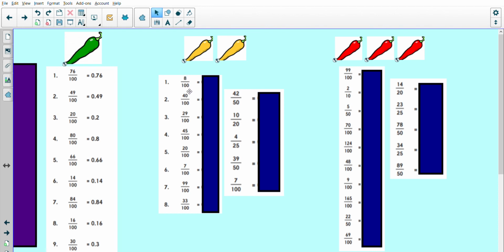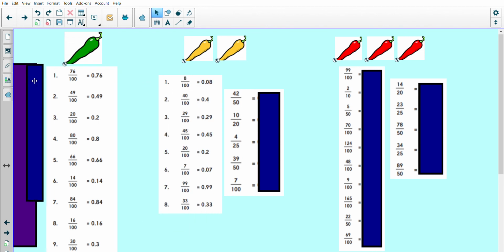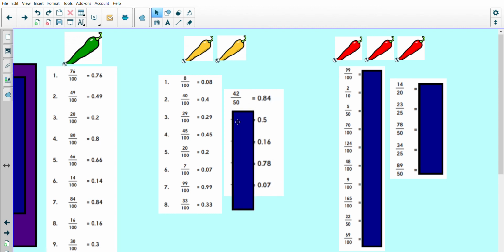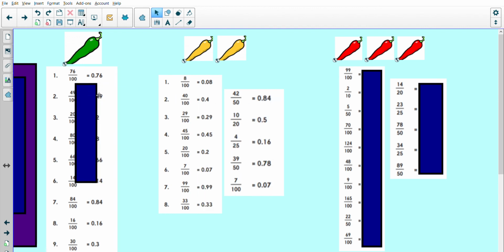So 8 hundredths, 0.08, remember? 8 tenths would be 0.8. 0.4, 0.29. Check all of your answers. If you got them wrong, go over them again, see where you went wrong. These ones were the more challenging ones. So how can I get from 50 to 100, which is something I can work with? Multiply by 2. So the numerator needs to be multiplied by 2 as well. 0.84, 0.5, 0.16, 0.78, 0.07.